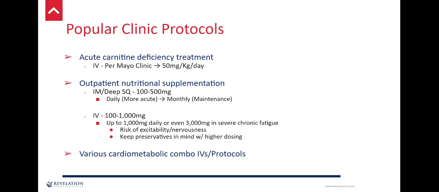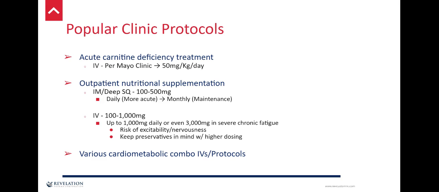So, popular clinical protocols. With acute carnitine deficiency treatment, per the Mayo Clinic, 50 milligrams per kilogram per day for any given number of days, and then adjusted as needed based on results and labs. That would be more the acute care type of scenario, but not as much what we'll likely be doing in most outpatient settings or involving energy or weight loss and those types of settings.